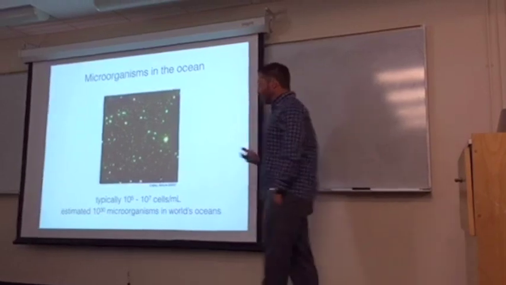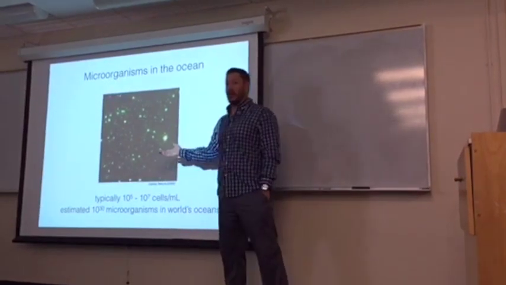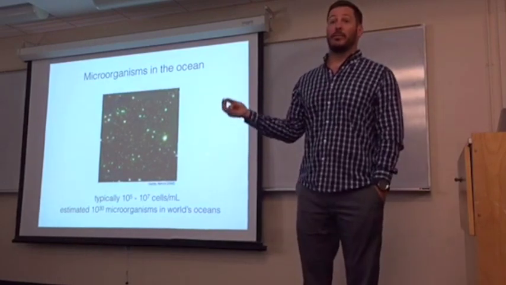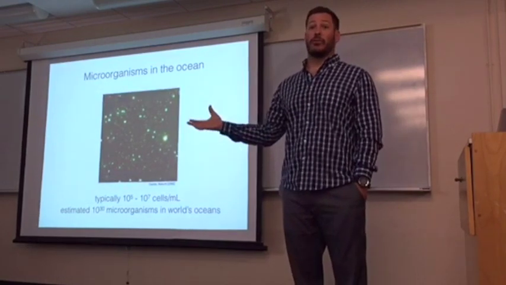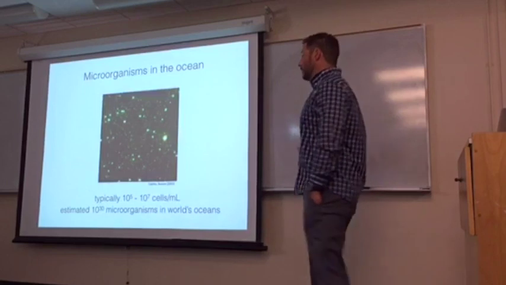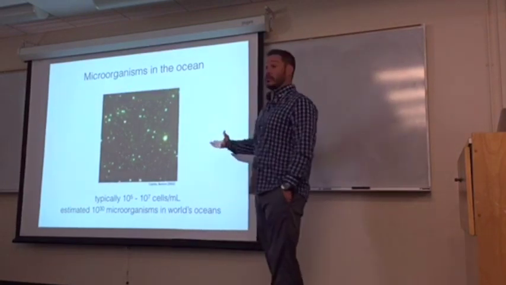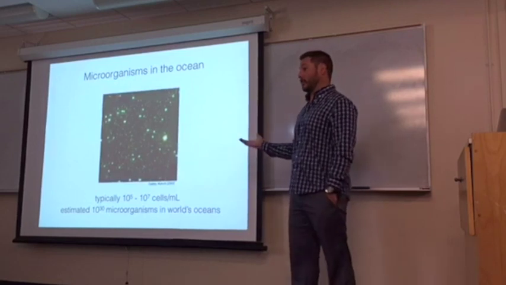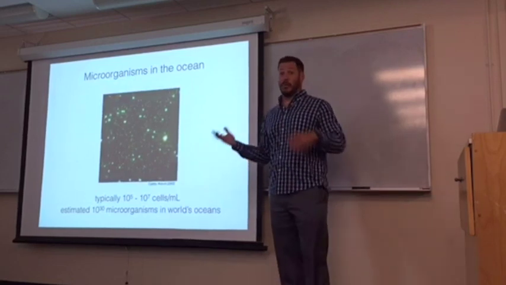So what you have here is a microscope image of seawater that's been stained with a nucleic acid specific dye and then just imaged with fluorescence microscopy. And most people, when they see this, think this looks like the night sky, looks like stars, and that's not far from the truth in terms of numerical abundance.